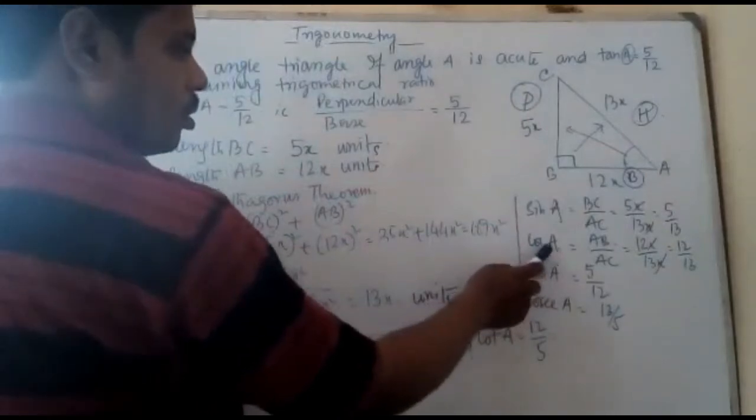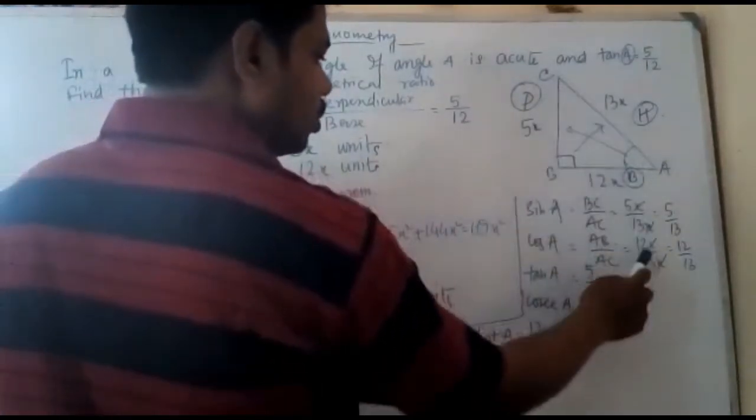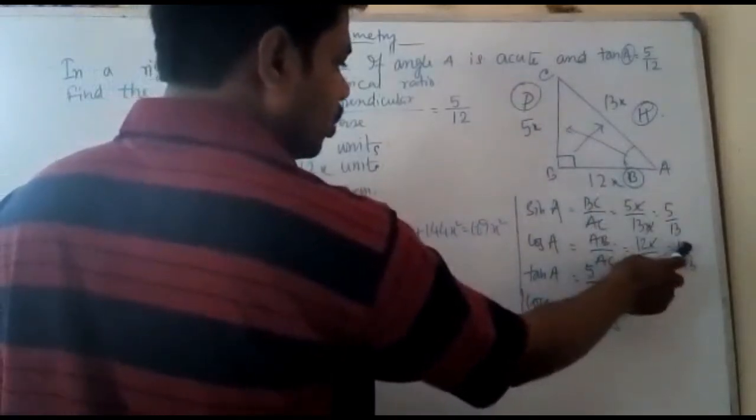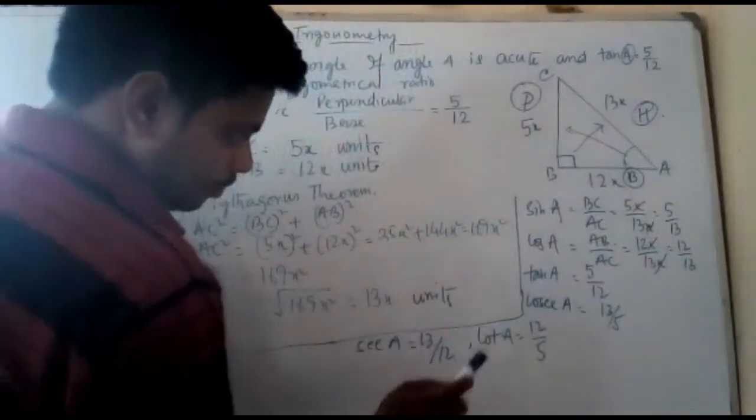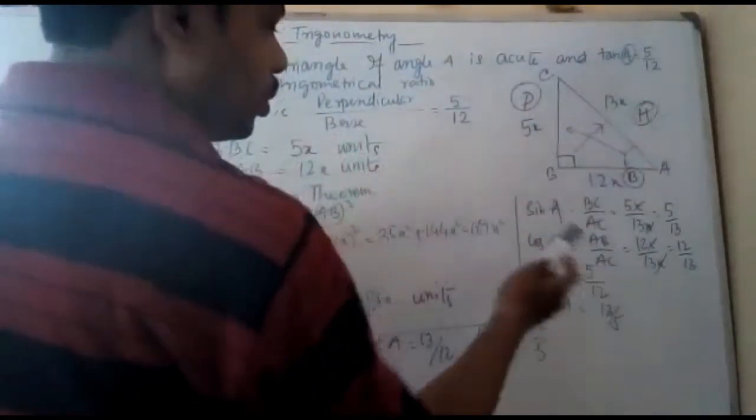Similarly cos. Cos means base by hypotenuse. It is AB by AC. So it is 12x by 13x. That is 12 by 13. And tan. Tan is already given. That is 5 by 12. So no need to find out.